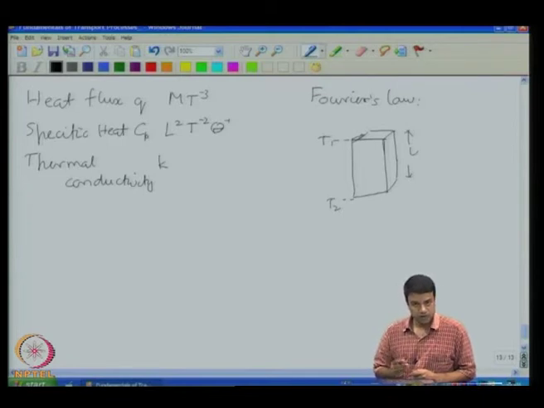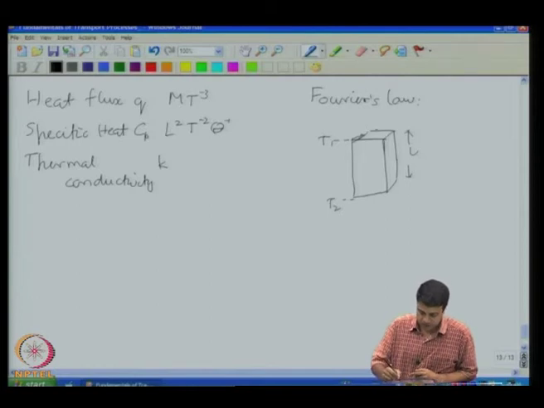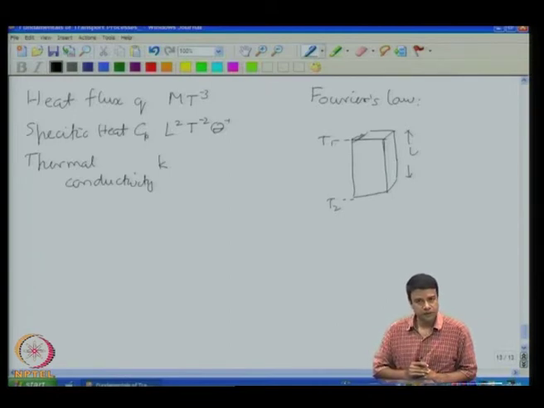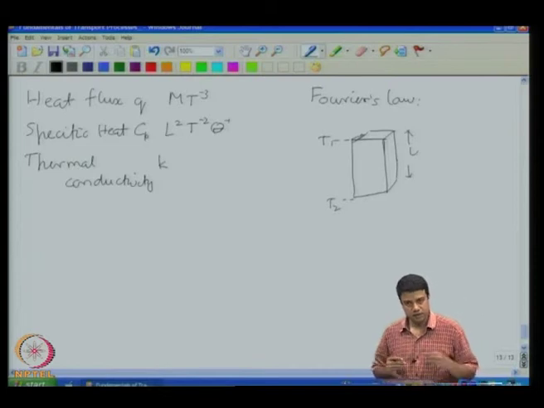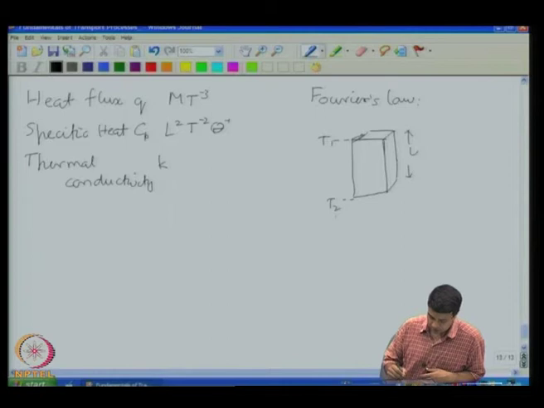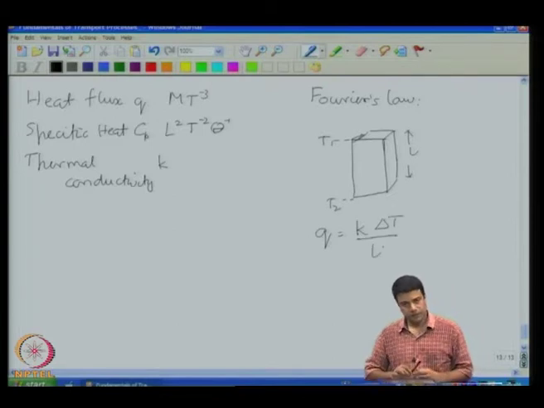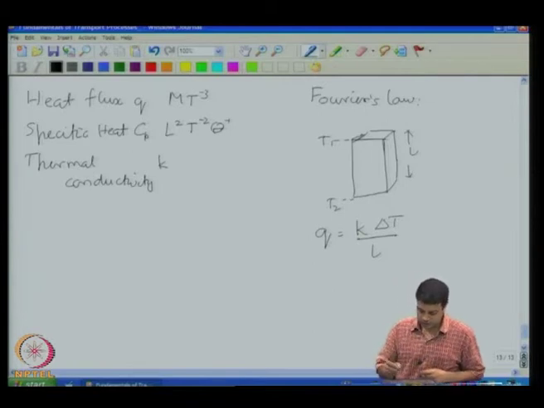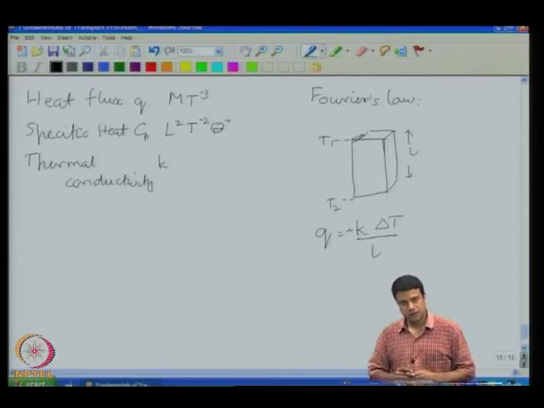The total heat transfer will be proportional to the surface area of the material. However, the flux, which is the heat transfer per unit area, will be directly proportional to the difference in temperature and inversely proportional to the length L. So I will have Q equal to the thermal conductivity times the difference in temperature divided by L. That is Fourier's law for heat conduction. Heat is transferred from a region of higher temperature to a region of lower temperature. So the direction of heat transfer is actually opposite to the direction of the temperature difference.